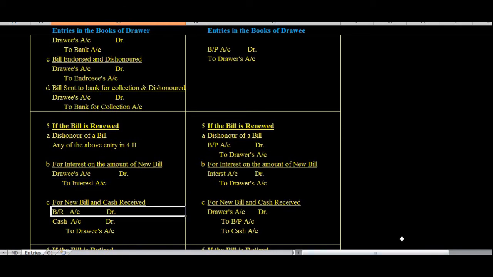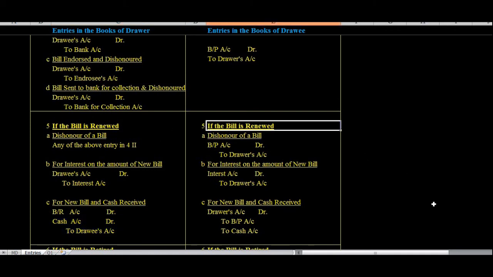Now he is receiving a new bill. Again, just entry number 2: bill receivable account debit to drawee's account. Sometimes, along with the new bill, drawee might give a part of the payment in cash. So the whole entry becomes bills receivable account debit, cash account debit to drawee's account. Now, these are the entries in the books of drawer.